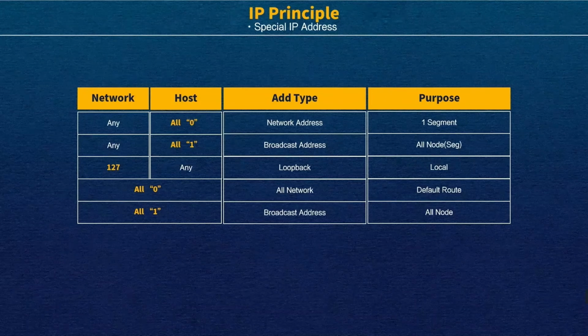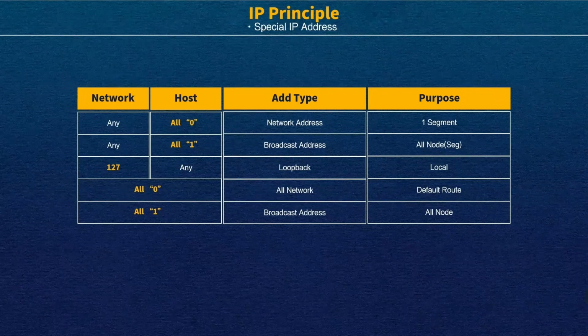And another one is the broadcast address. The definition is that the network ID can be any value, but the host value becomes all 1. This one we call the broadcast address. And this one will indicate a special segment or node. Okay, so this is a broadcast address, and it cannot be used. And the third type is the loopback address. It is only used on the local device.